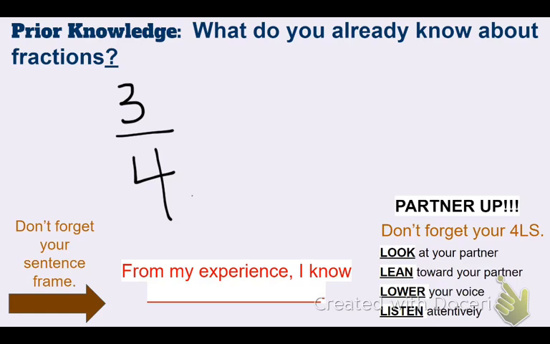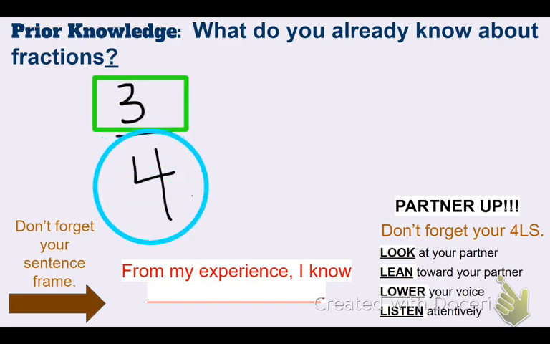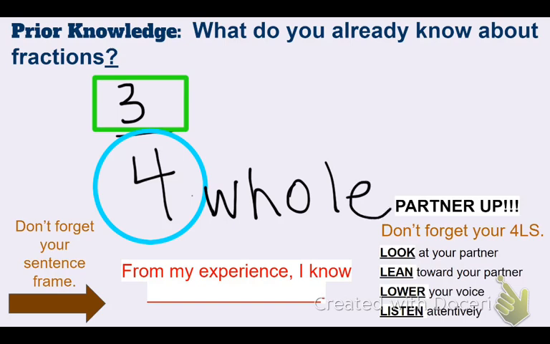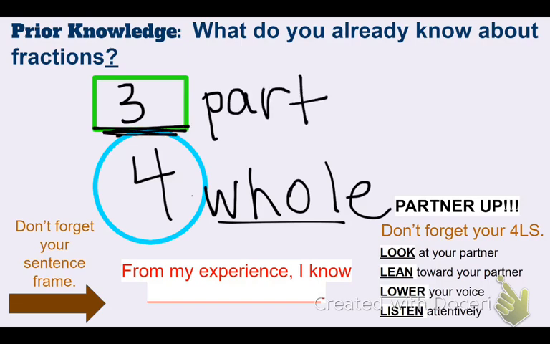All right, what do we already know about fractions? Well, I'm hoping you already know the 3 is the numerator, right? And we already know that 4 is the denominator. We also know that 4 is the whole value. It's how many pieces are total, the whole amount. And we also know that 3 is the part. It's the piece. It's the amount that we have.